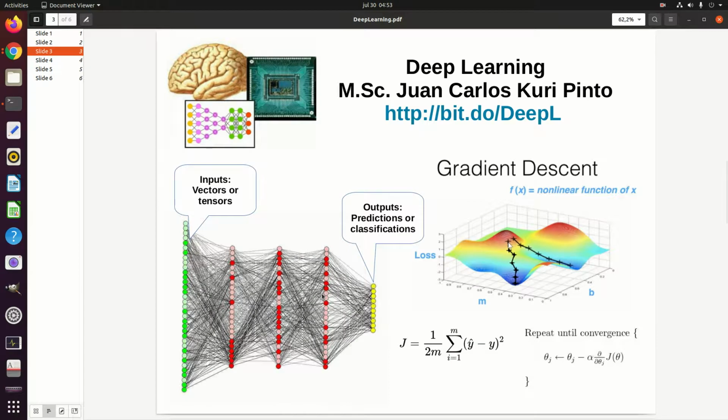Neurons can be connected in many ways, but the most common way to connect neurons is by using layers. The input layer receives vectors or tensors and propagates signals to the next layer, and so on. Layers compute signals until they reach the output layer, which computes the final results.